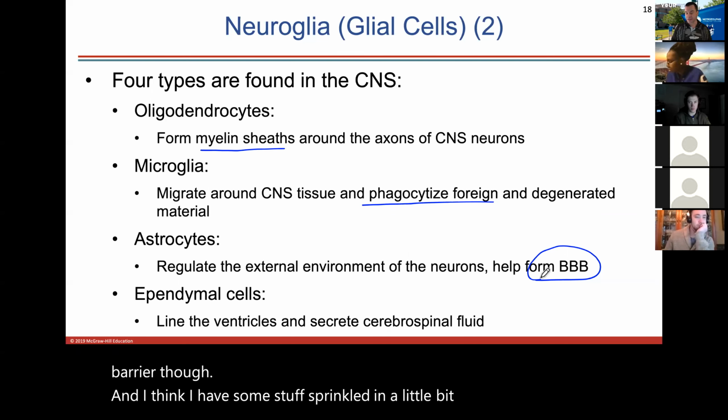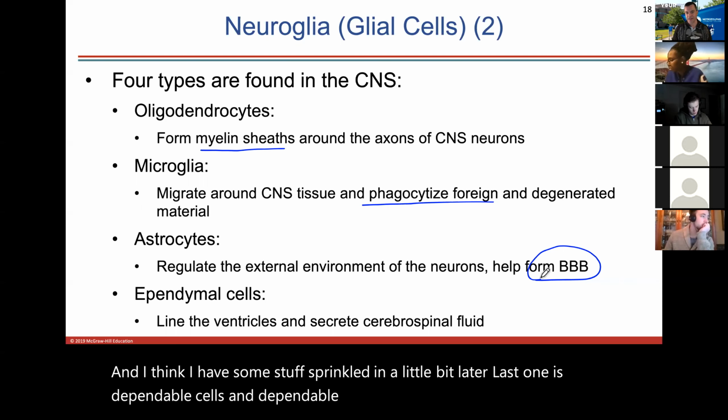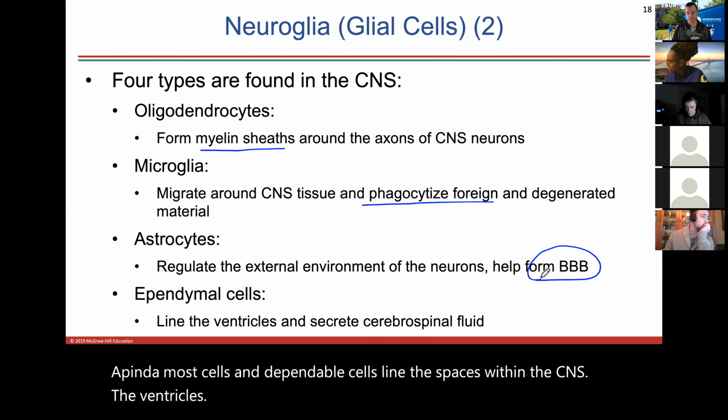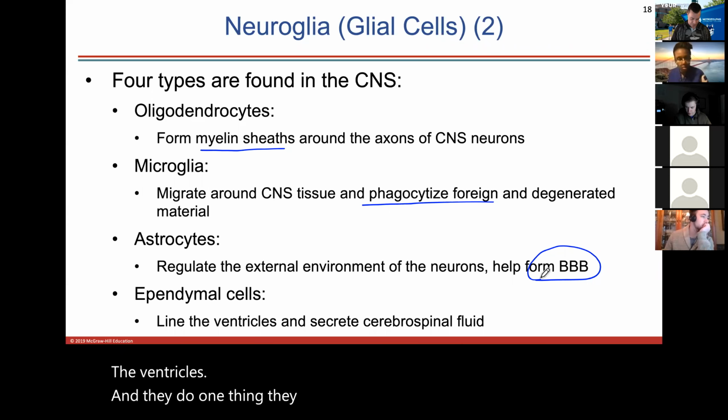Last one is ependymal cells, and ependymal cells line the spaces within the CNS, the ventricles. And they do one thing, they secrete CSF, cerebrospinal fluid.